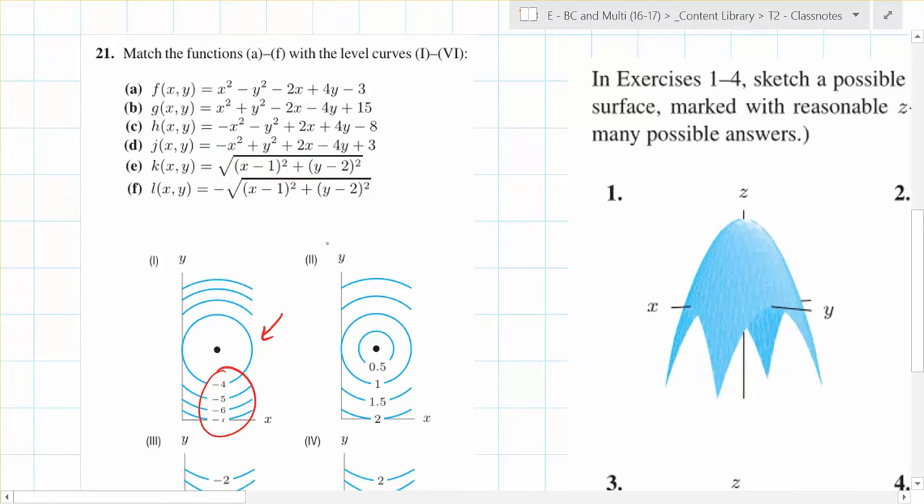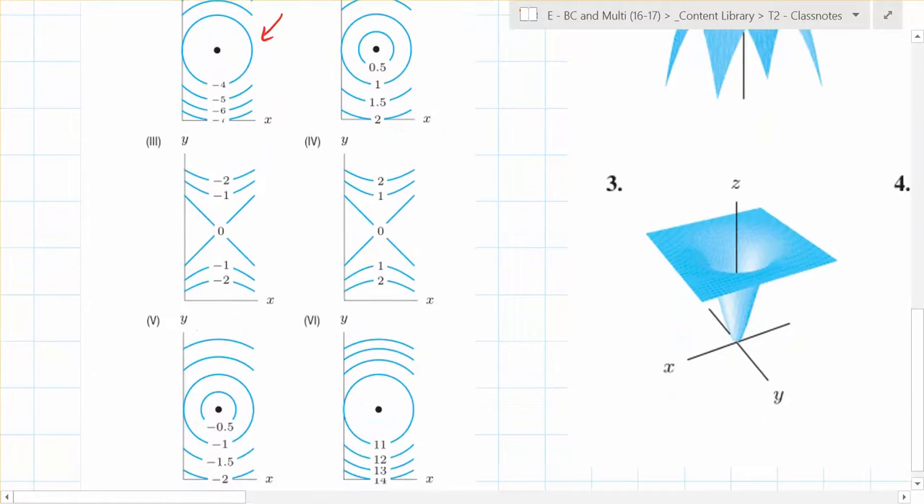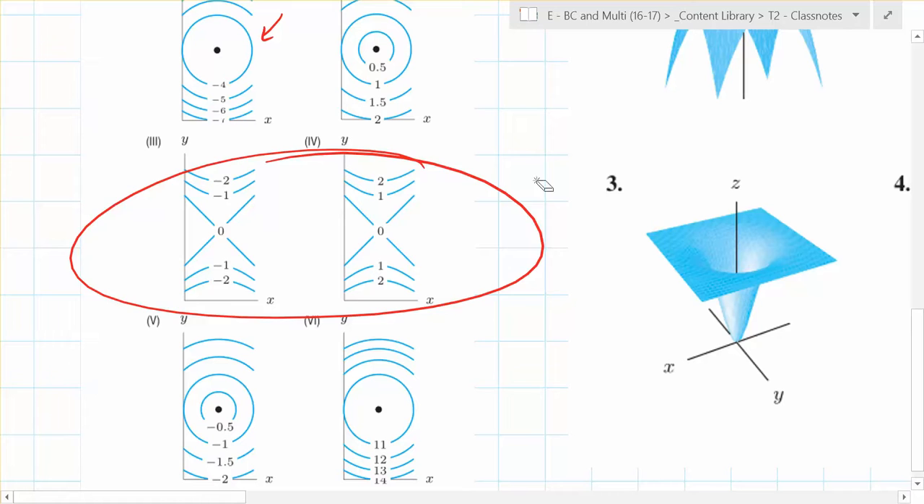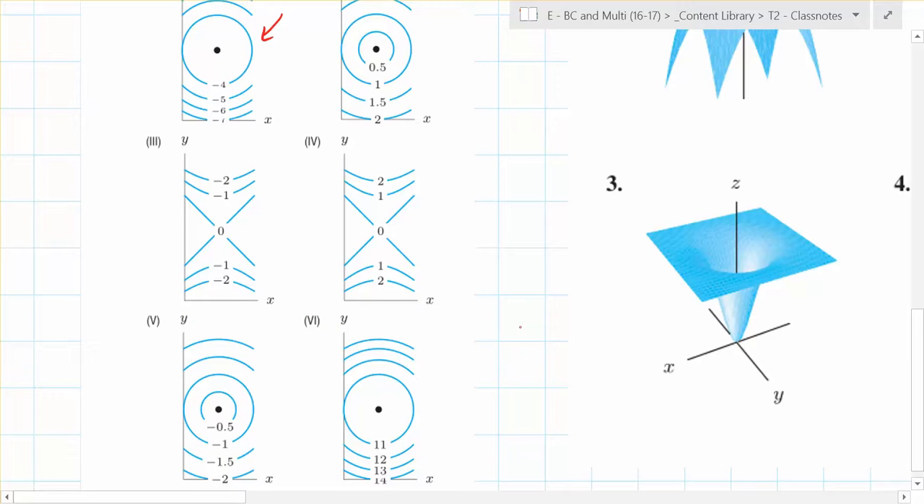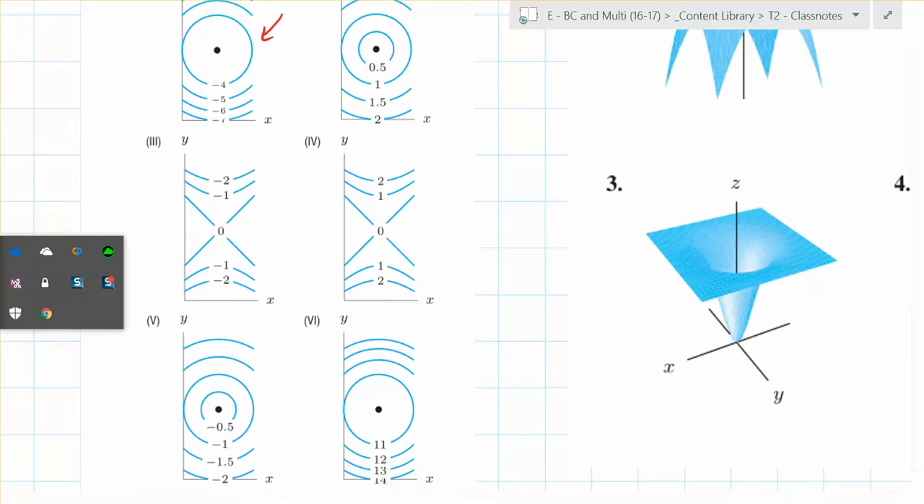And which ones are those? Which ones are the paraboloids? 3 and 4. So you have to do this by investigation. Complete the square, find where the pluses and minuses are. Don't lose them. Be very careful. There's no one way to do them.